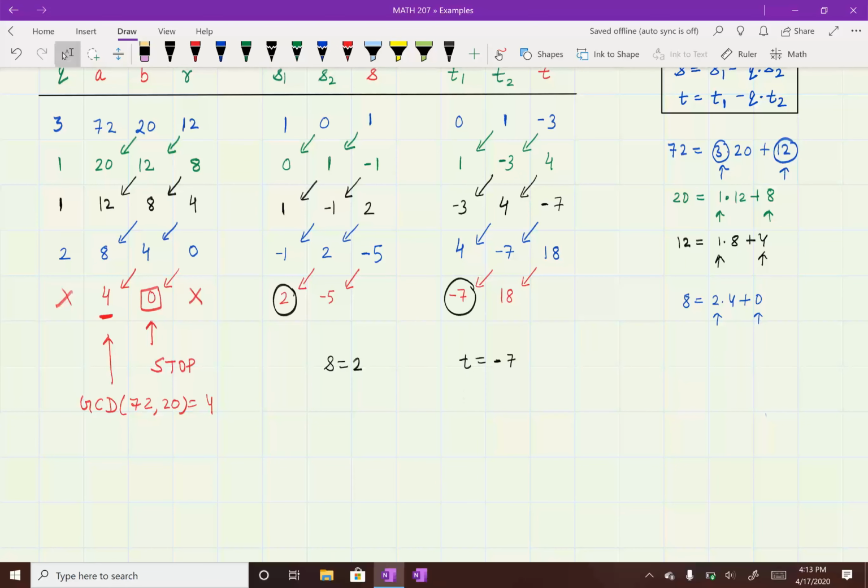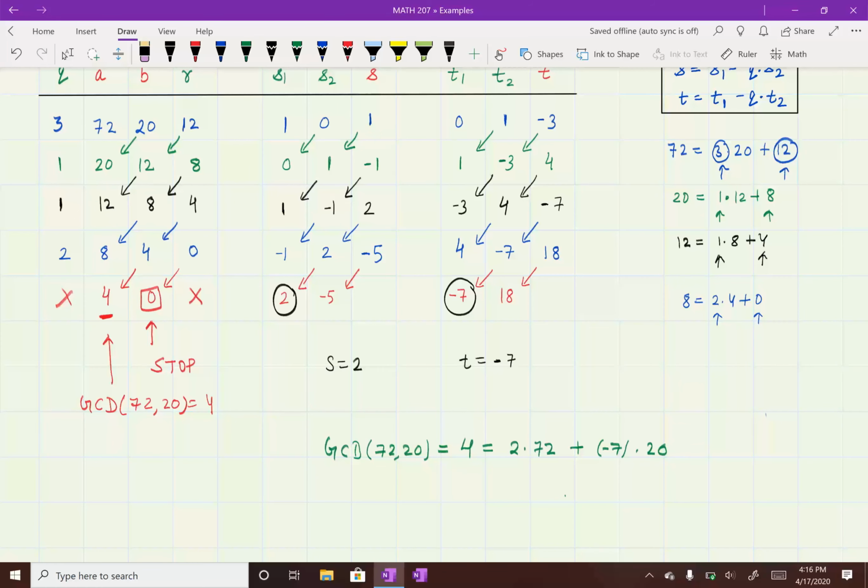Corresponding to these values of S and T, we can write that the GCD of 72 and 20, which is equal to 4, can be written as 2 times 72 plus minus 7 times 20. That means corresponding to the value of S equal to 2 and T equal to minus 7, the GCD of 72 and 20 can be written as a linear combination of these two integers.